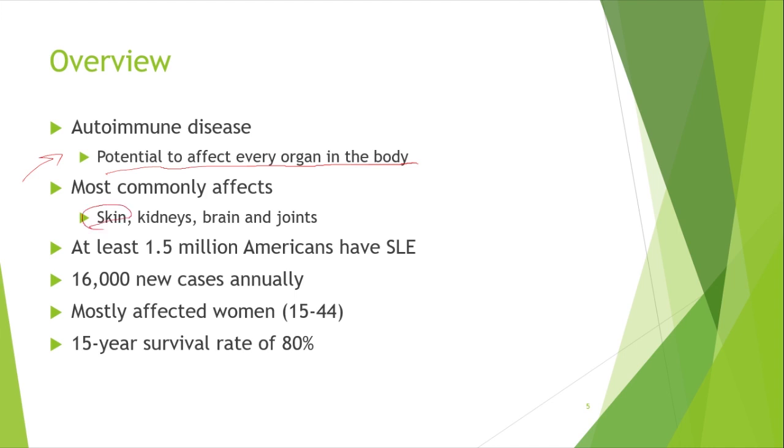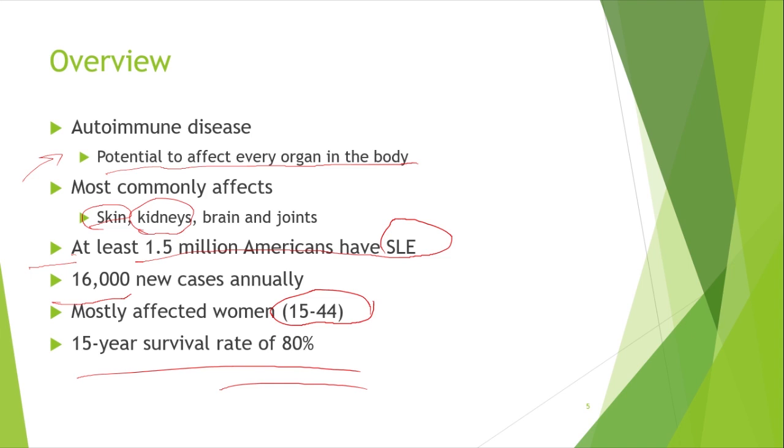In terms of the symptomatic presentation on the skin, there is this butterfly type of redness, and it can also affect the kidney, being one of the more commonly affected organs. There are statistics showing that at least 1.5 million Americans are living with SLE, and there are about 16,000 new cases diagnosed annually, mostly affecting women. We talked about how high estrogen can exacerbate the condition, leading to more of an antibody-mediated response. The 15-year survival rate with treatment is about 80%.